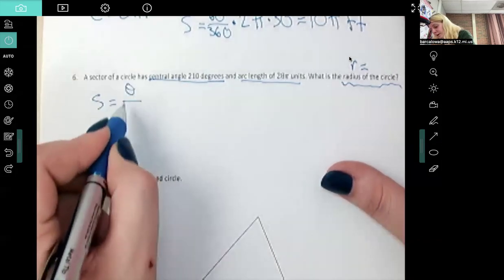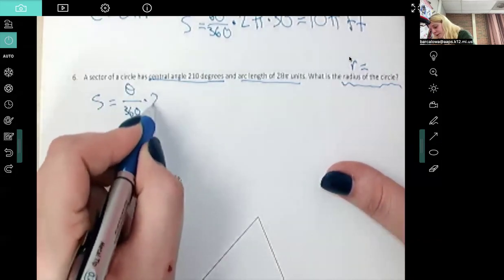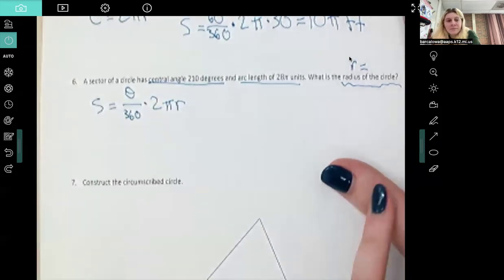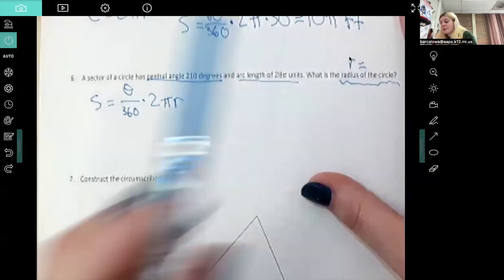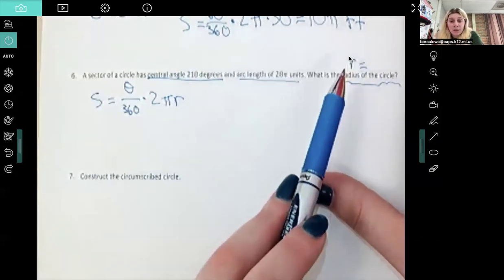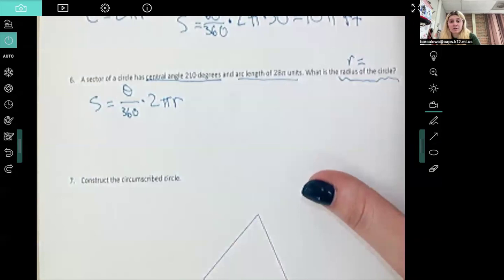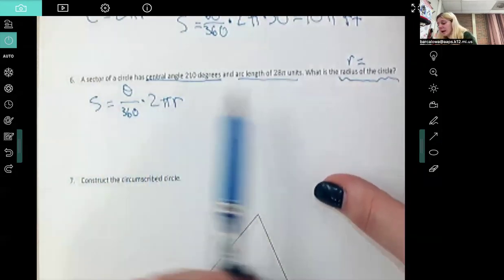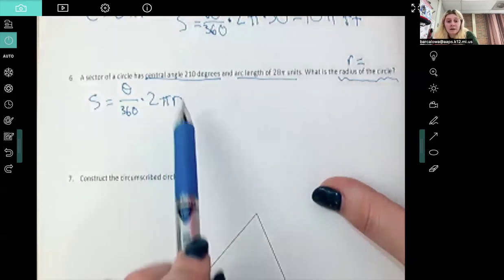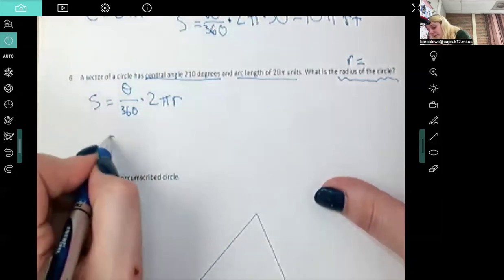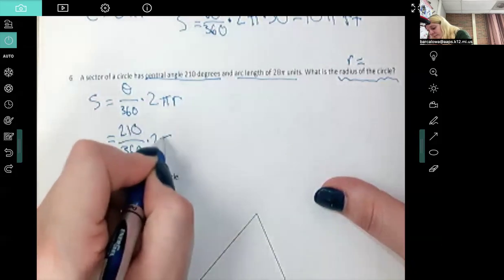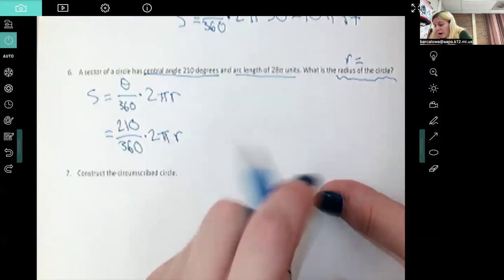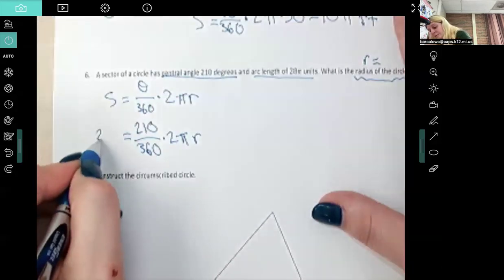So part out of the whole, 2 pi r. Here is my arc length formula. I'm going to plug in what I know and solve for what I don't. I do not know r, so it's going to stay as r. The angle is 210, so I'm going to plug in 210. Again, r is going to stay. Arc length is 28 pi.